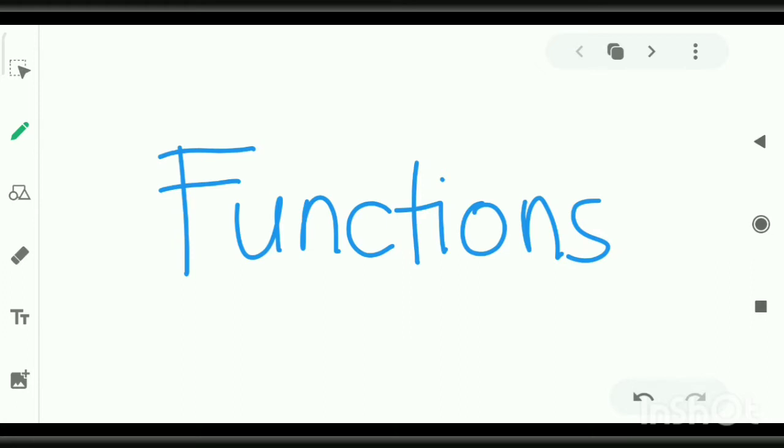Take note, a function is a relation in which each element of the domain, that is your x, is paired to exactly one element of the range, which is y. There are different ways to represent a function. In this video, we will discuss 5. First, the set of ordered pairs, the table of values, mapping diagrams, graph, and equation.